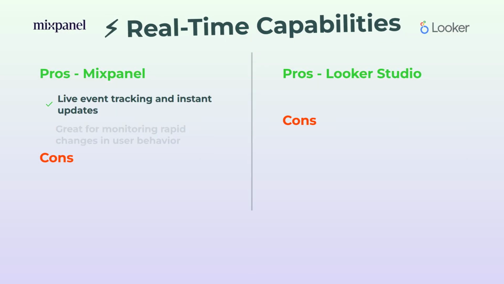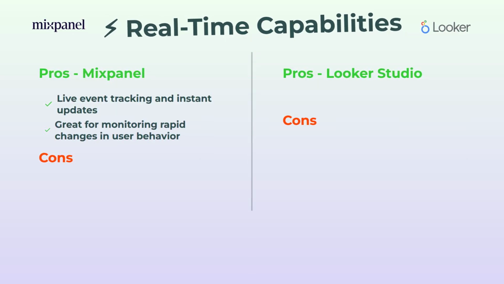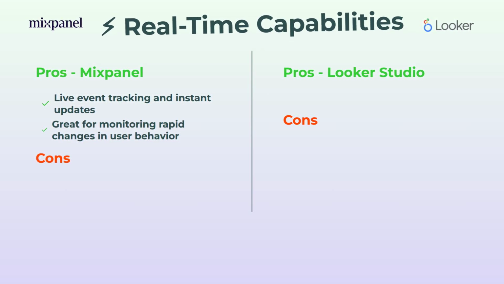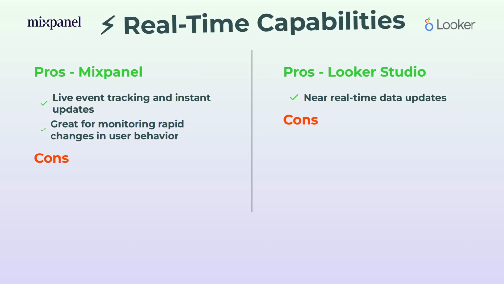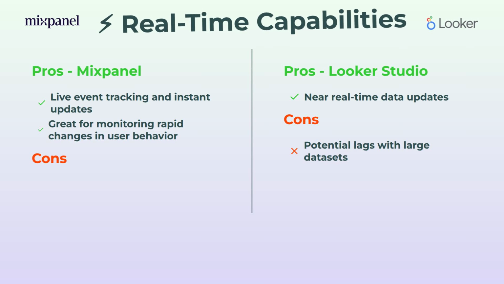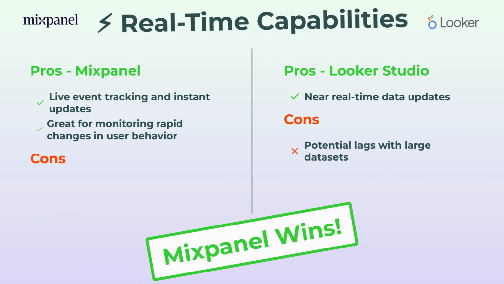Real-time capabilities. This is one Mixpanel fans love to brag about. Seriously, live event tracking with instant updates. When you're trying to see user churn or spot that sudden spike in traffic, it's a dream. Looker Studio can kinda keep up with near real-time data, but if your numbers start jumping off the charts, or you've got a big data set, sometimes you'll notice a lag, and it's not the fun kind. Mixpanel takes it here easily.